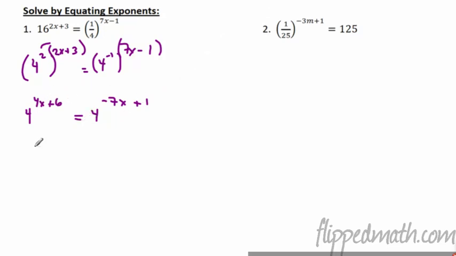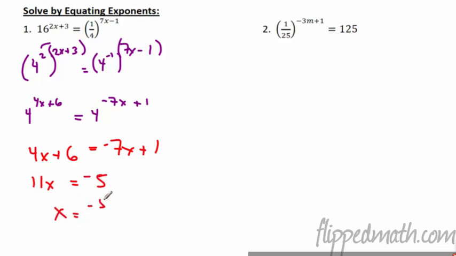So what do we do then? Well, we can set the exponents equal to each other. So 4x plus 6 equals negative 7x plus 1. We can subtract, well, let's add 7x to each side. Yeah, that'll give us 11x on this side. We subtract 6 from each side. We're going to get negative 5. And then we'll get x equals negative 5/11. Hopefully you didn't get lost in my Algebra 1 skills.